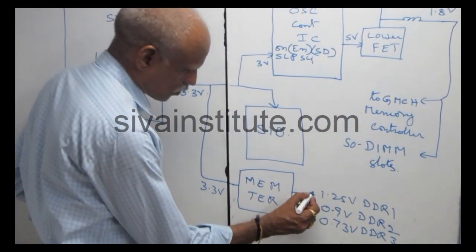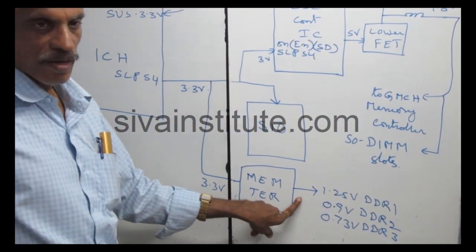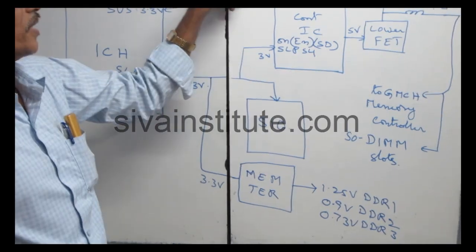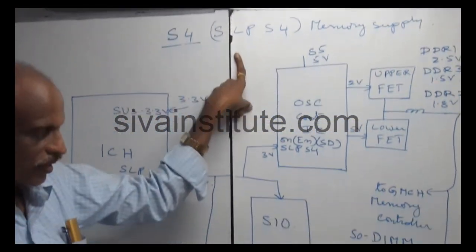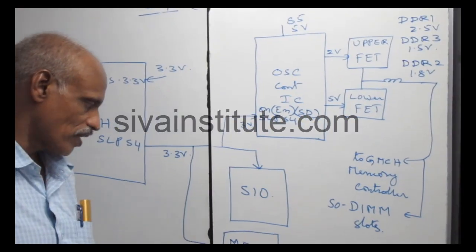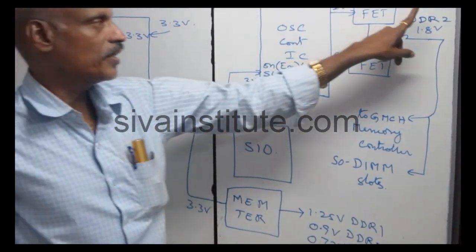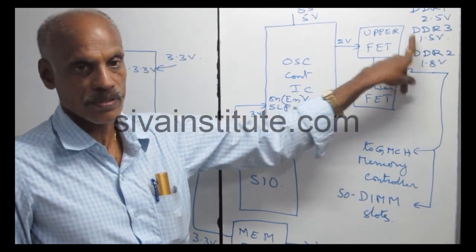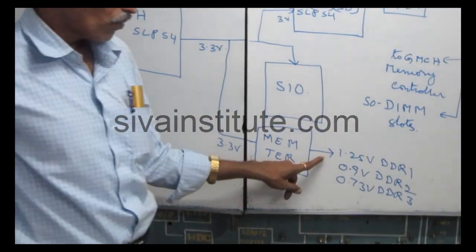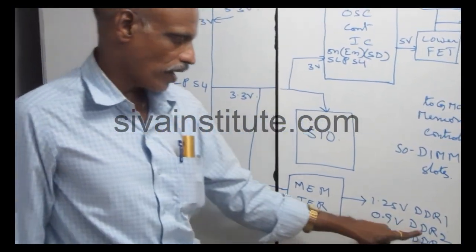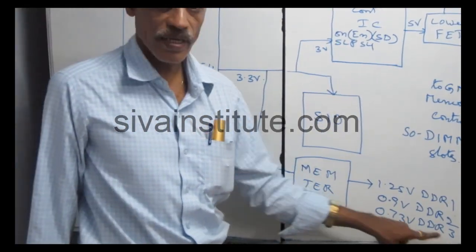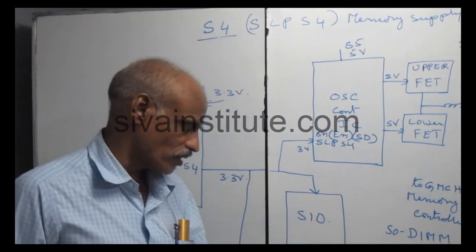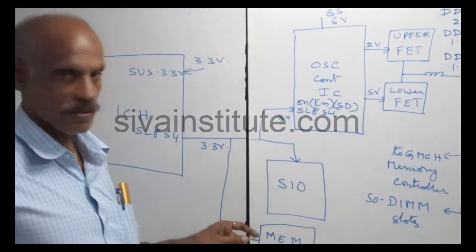If there is no voltage at this point, or any fault here, a no display fault will come. So in the S4 command, two voltages release: one memory supply and one memory termination supply. The memory supply is DDR1 2.5 volts, DDR2 1.8 volts, DDR3 1.5 volts, and the termination supply is 1.25 volts for DDR1, 0.9 volts for DDR2, 0.73 volts for DDR3. This is the S4 command. Without the S4 command, this voltage will not release in any circuit.